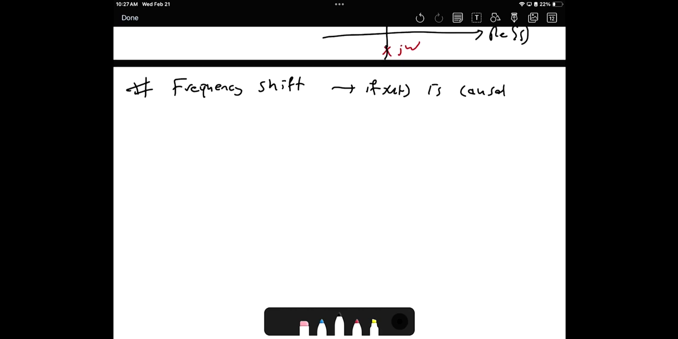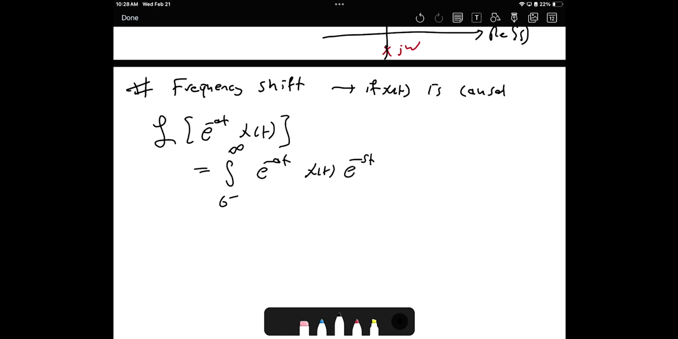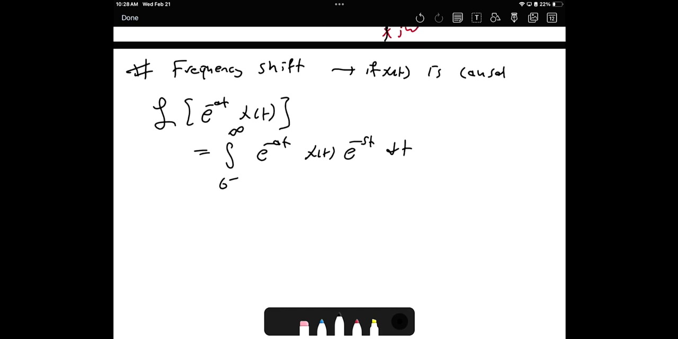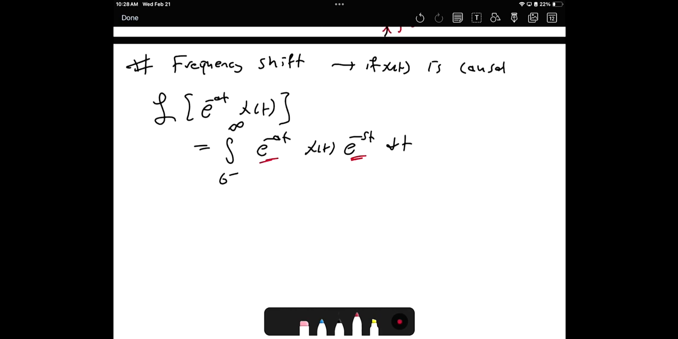Then we have the Laplace transformation of e power at x of t. How do we prove that it makes a frequency shift? Basically, we use the Laplace formula, which is the integral from 0 minus to infinity of e power at x of t e power negative st dt. Then we can merge e power negative st and e power at. So it becomes the integral from 0 minus to infinity of x of t e power negative s minus a t dt.